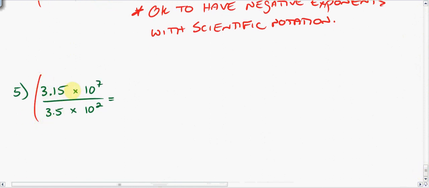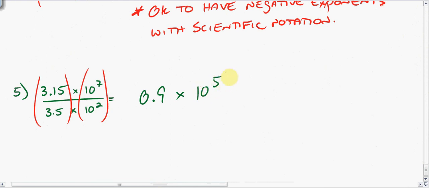Last problem. I've got 3.15 times 10 to the 7th divided by 3.5 times 10 squared. Again, regroup. So I go 3.15 divided by 3.5, which gives me 0.9 times, we have 10 to the 7th divided by 10 squared, subtract those, that's 10 to the 5th. That's pretty much the same exact problem we had before, we just reached it using a different problem.